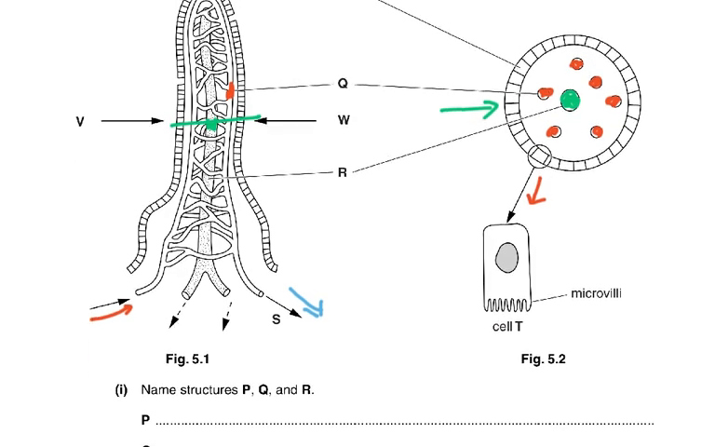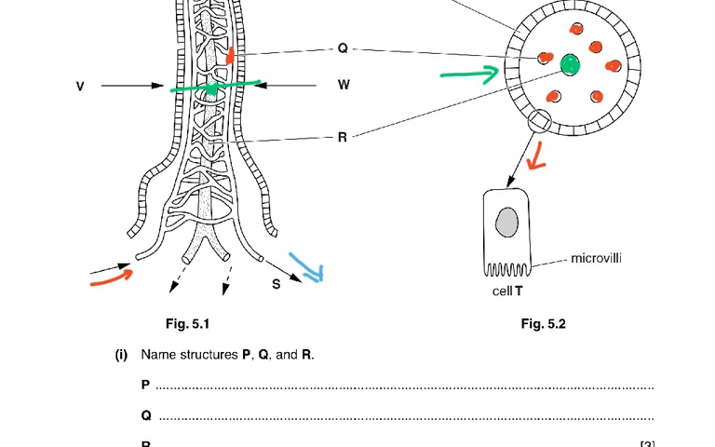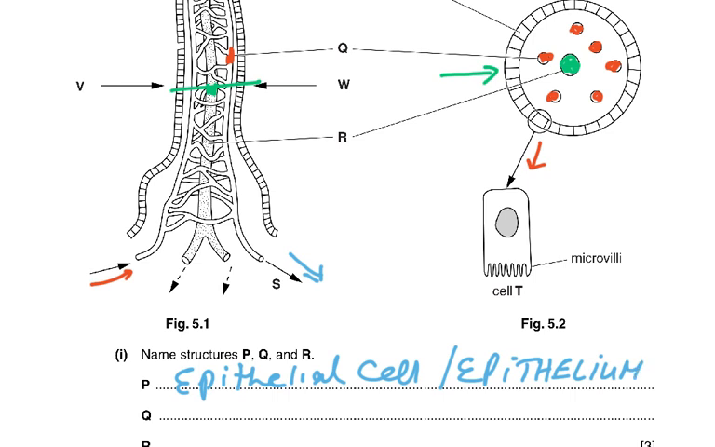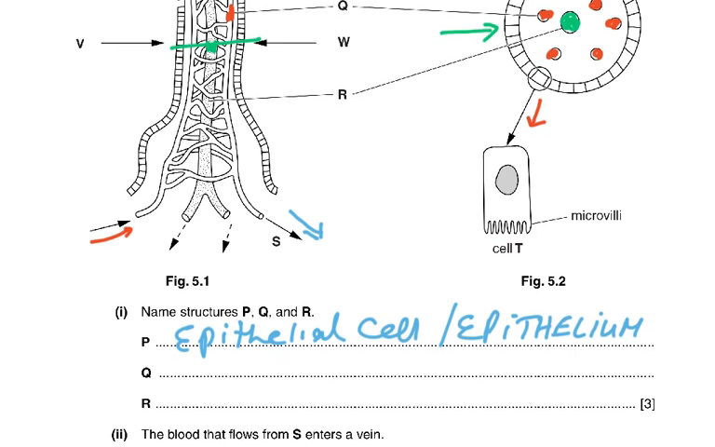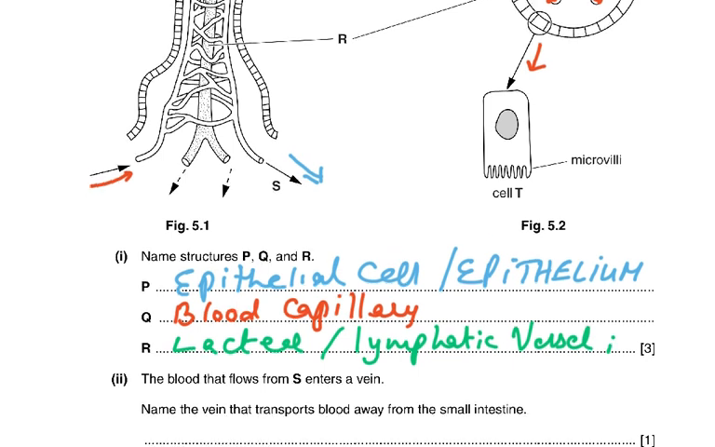Now it says name structures P, Q, and R. What is P? P is the epithelial cell. Epithelial or epithelium, you could have even said epithelium. And what are Q and R? Q is a blood capillary and R is the lacteal, or you could have said the lymphatic vessel.